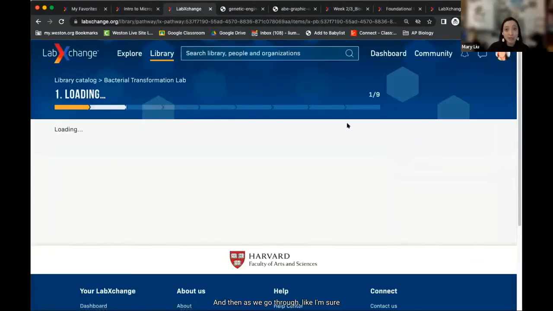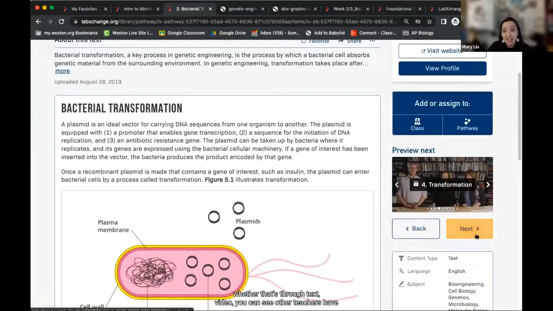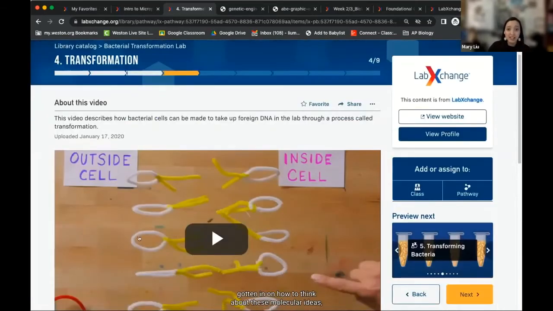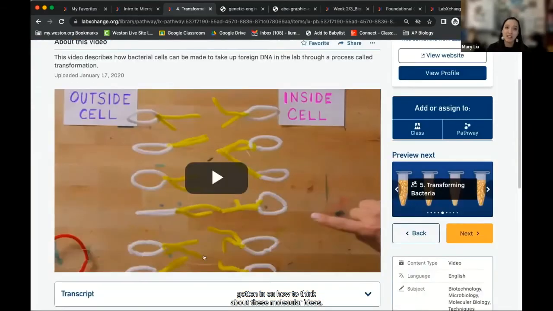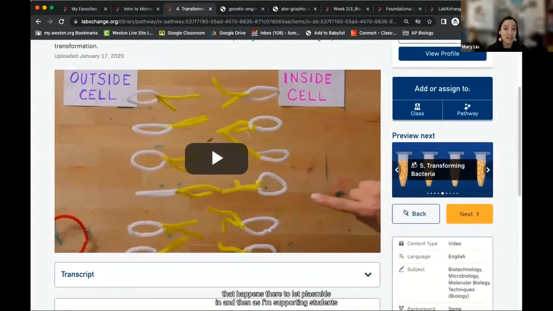And then as we go through, like I'm sure many of you do, I provide a variety of supports, whether that's through text or video. You can see other teachers have gotten in on how to think about these molecular ideas, thinking about the plasma membrane and all the motion that happens there to let plasmids in.